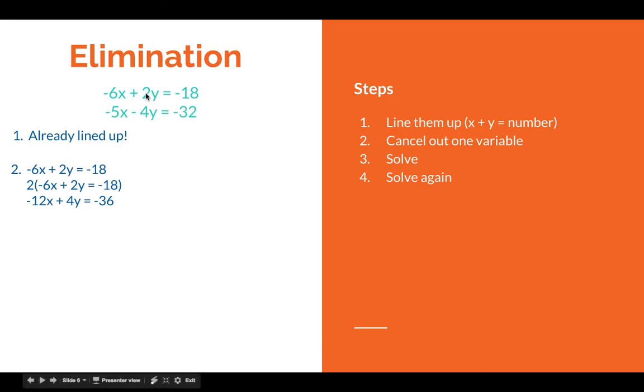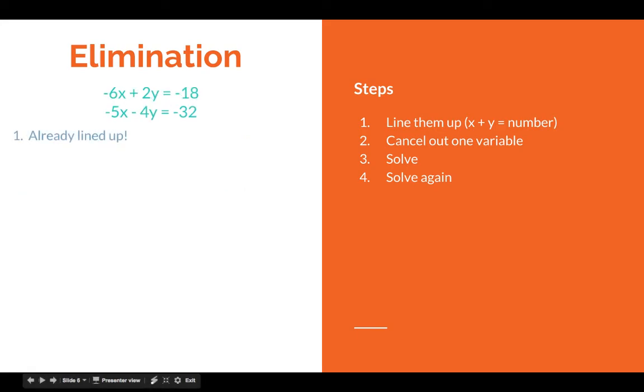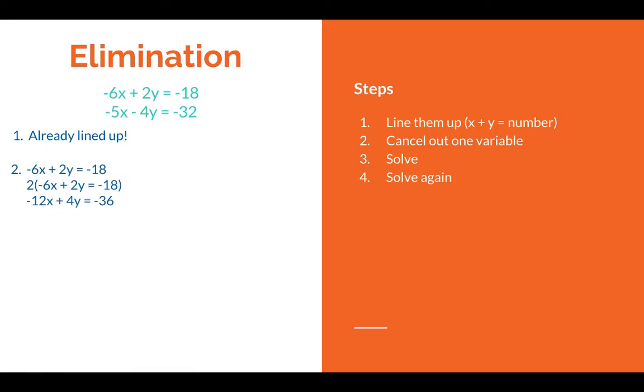So in this case, there's no just putting a negative. Like last time, we were able to just negate one of these and then cancel them out very easily. It was very nice. But in this case, that's not going to work. So what we have to do is find the lowest common multiple for either y or x. So, like the number before y and x.